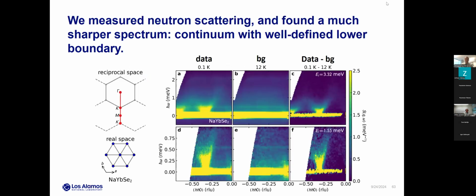Next slide, please. So the next thing we wanted to do is measure the inelastic neutron scattering. We did this on CNCS, and we found a much sharper spectrum. The data and the background are shown on the left panels. The data minus background is shown on the right. And you can see, again, a continuum with a well-defined lower boundary.